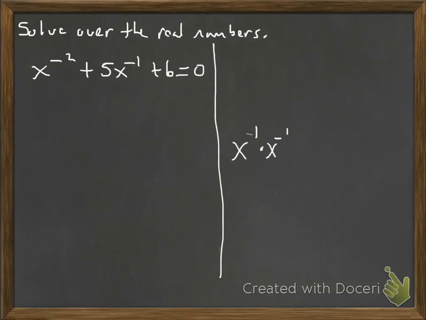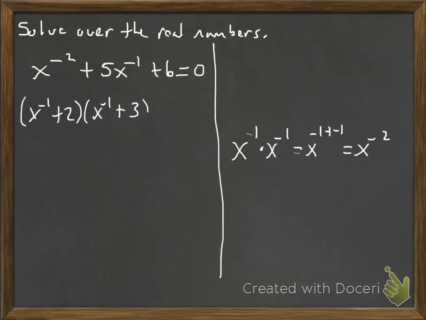x to the minus 1, when we multiply like bases, we're going to go ahead and add the exponents. So it'll be x to the minus 1 plus minus 1, or x to the minus 2. So that's a lot like x times x is x squared, so the factoring is going to be very similar. So we're going to need an x to the minus 1 in each factor, so an x to the minus 1 and an x to the minus 1. Then we need a product of 6 and a sum of 5, so that's going to be 2 and 3.